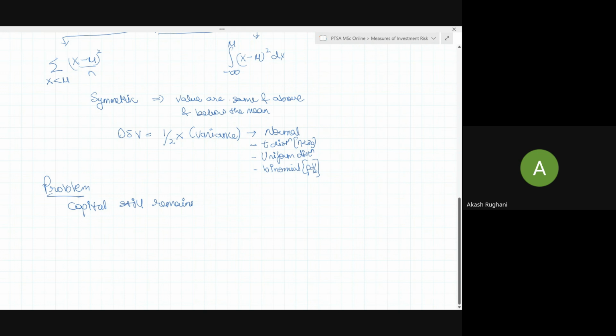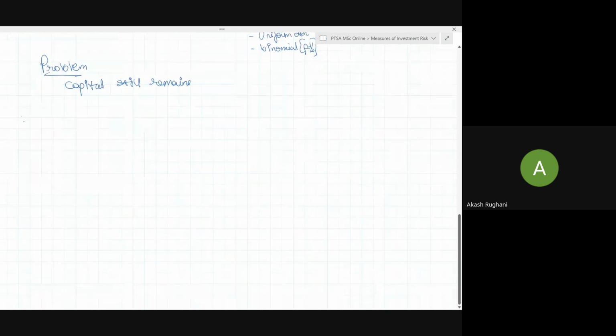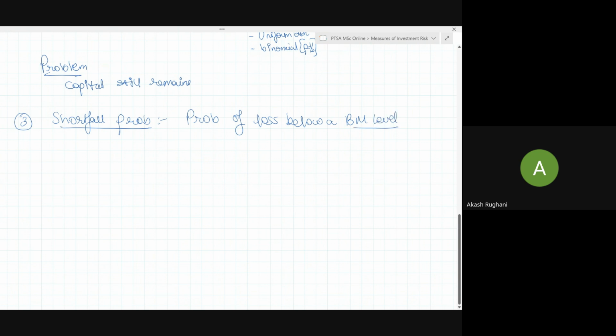Now I move on to the third measure, which is called shortfall probability. As the name suggests, this is the probability of loss below a benchmark level. In other words, this is nothing but finding probability. We just have to find the probability.